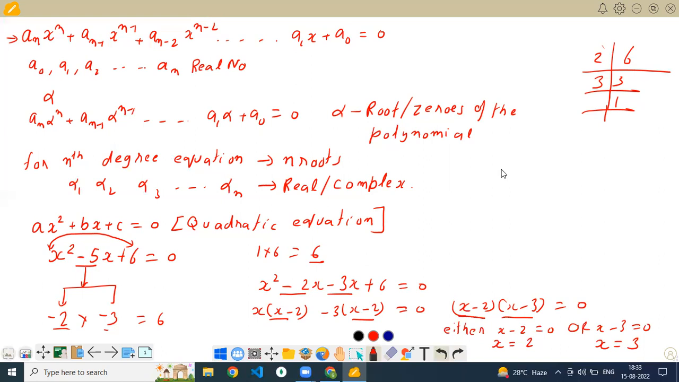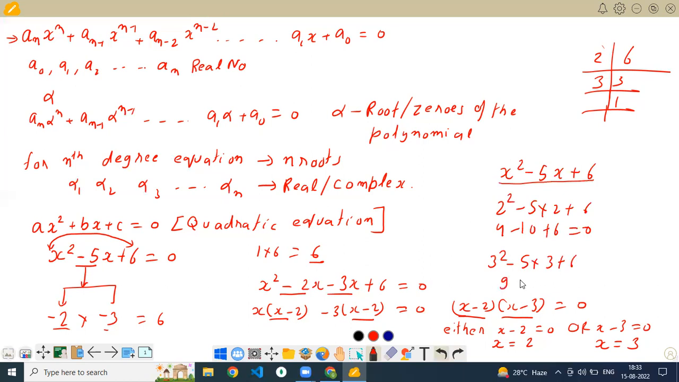So if I take this x square minus 5x plus 6 and put x equal to 2, what will happen? 2 square minus 5 into 2 plus 6, which is 4 minus 10 plus 6, which is equal to 0. So when we put x equal to 2 in this polynomial expression, it becomes 0. So 2 is a zero of this polynomial. Similarly, if I put x equal to 3, it is 3 square minus 5 into 3 plus 6, which is 9 minus 15 plus 6, which is again equal to 0. So we say 3 is also a zero of this equation.